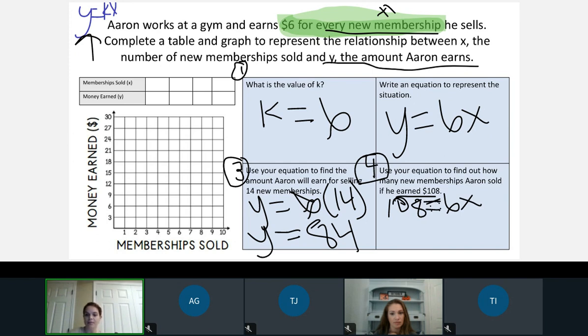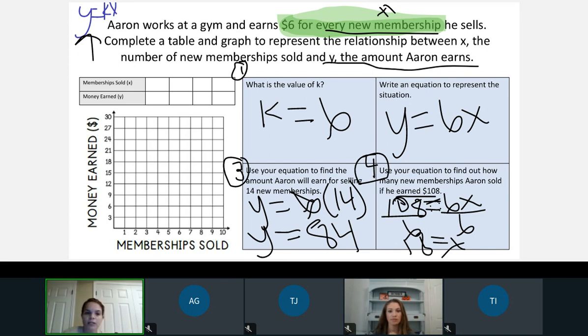So I'm going to set up this equation. And then, like you all are telling me, I'm going to divide by 6. So how many did he sell to make $108? That's okay, KJ. Good. 18. Exactly. Good. Y'all got the hang of this.